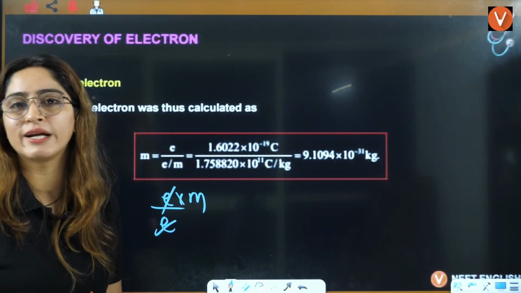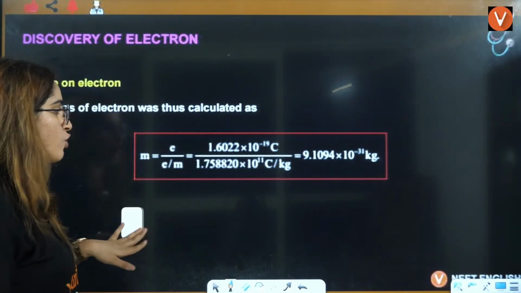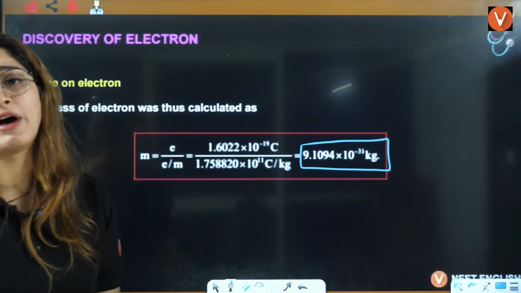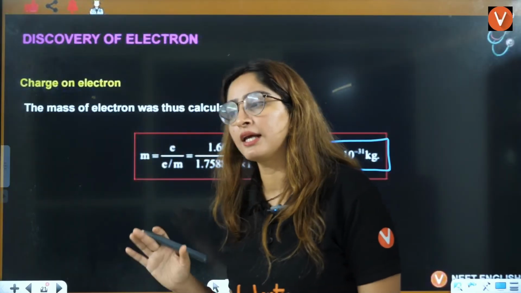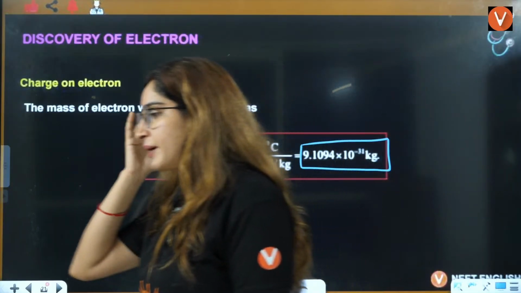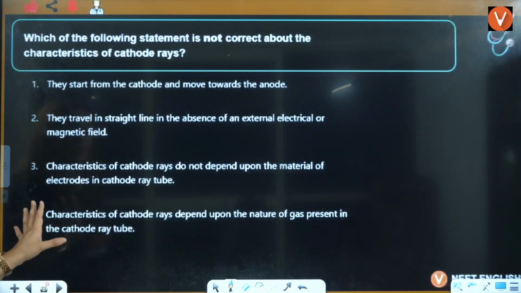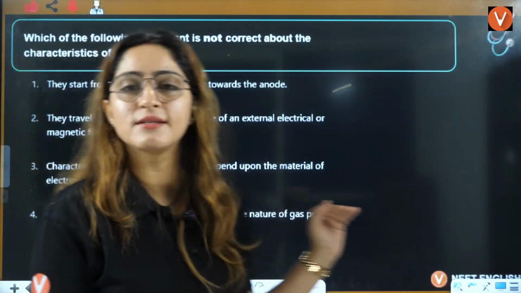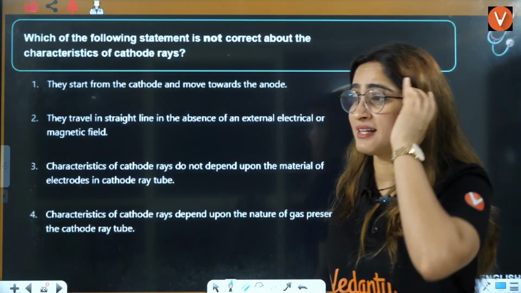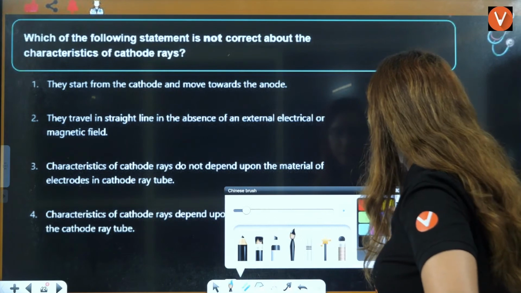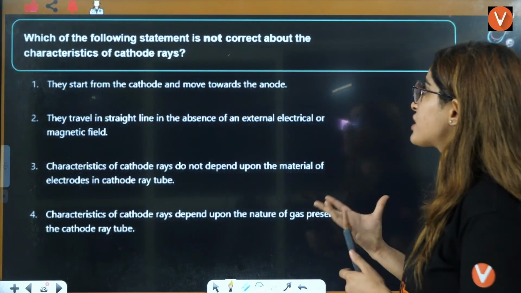So, you can calculate the mass of the electron here. That is coming out to be 9.1 × 10^-31 kilograms. Right, everybody? Okay. So I tried my best to simplify these things as much as possible. Right? So now let's do this particular question here.